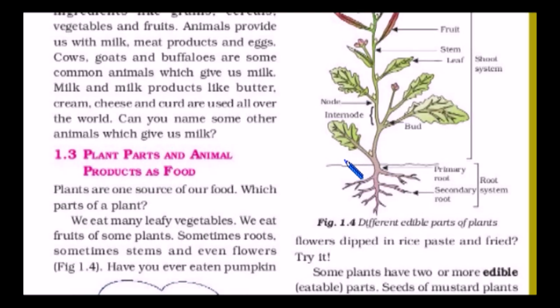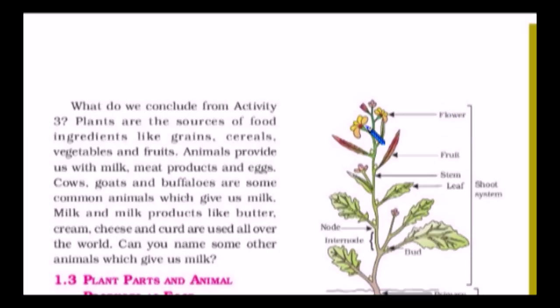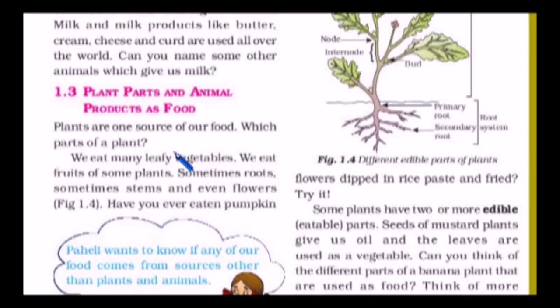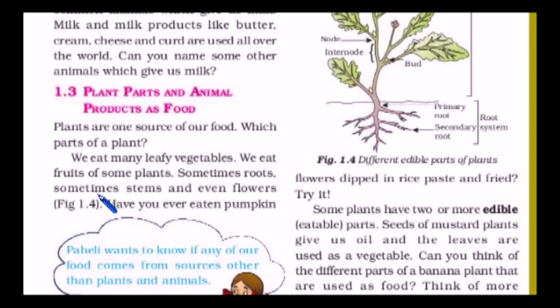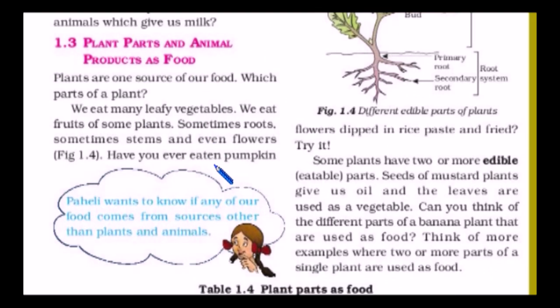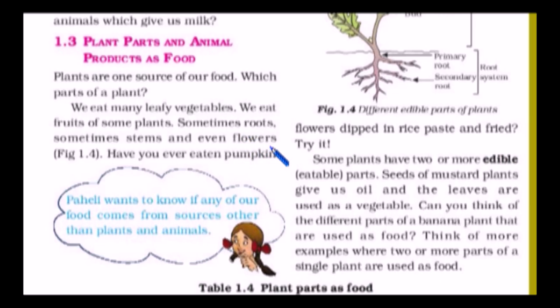What are the different parts of a plant? There is flower, fruits, stem, leaf. These are the shoot, okay? And the part that grows under the ground is the root. We eat mainly leafy vegetables. We eat fruits of some plants, sometimes roots and sometimes stem, even flowers. Have you ever eaten a pumpkin?